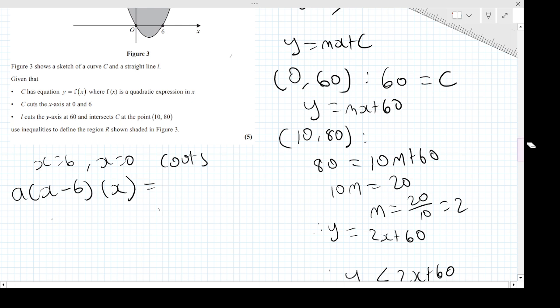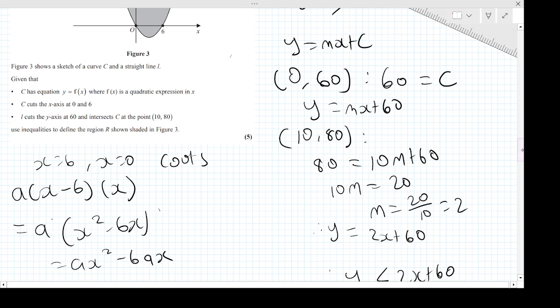So there we are. What we're going to do is expand it with a number in front. Let's go for it then. We're going to have a, and then expand the bracket. Times x by x minus 6, that would be ax squared minus 6ax. So that is the quadratic, but then we obviously need to find a.